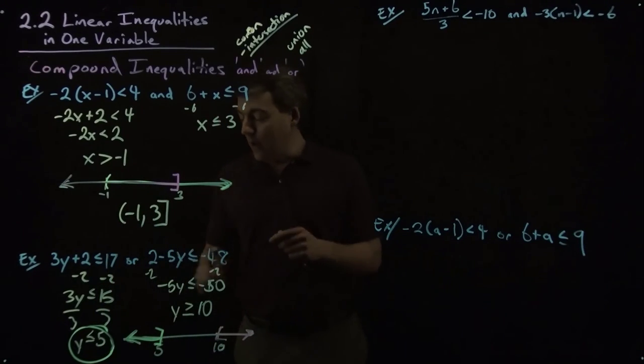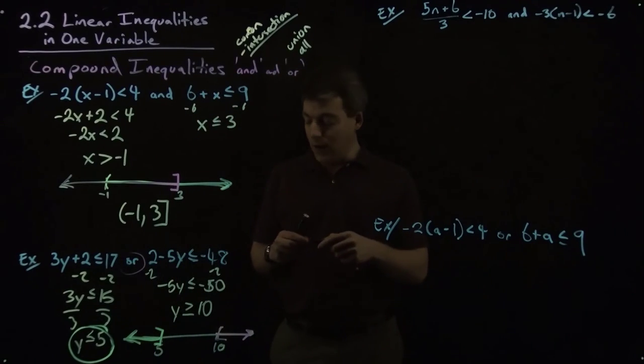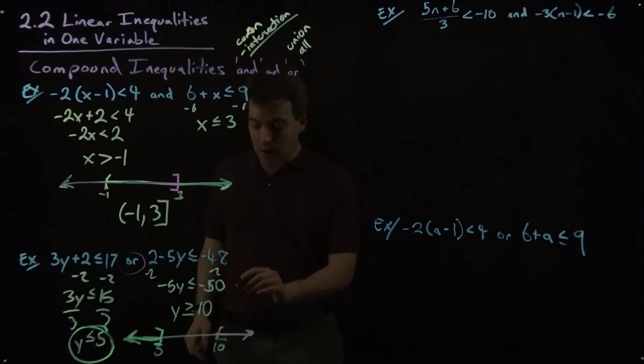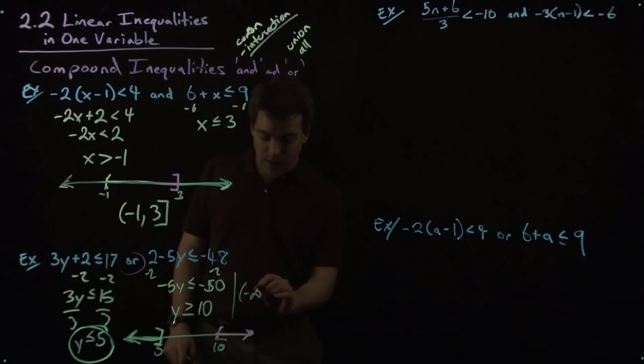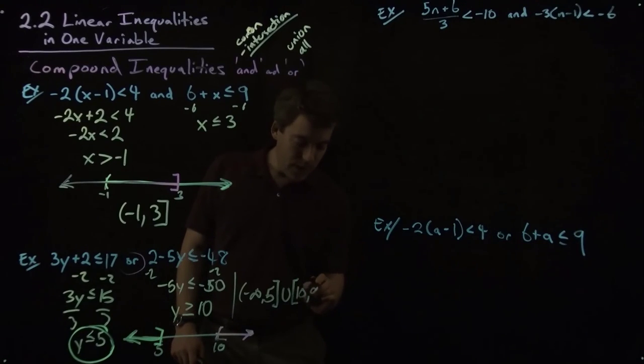All right. And the conjunction here is or. That means we take the union of the two. So to write the answer in interval notation, we'll go negative infinity to 5, bracket, union, 10 to infinity.